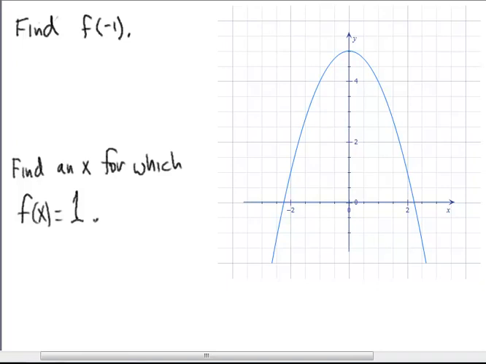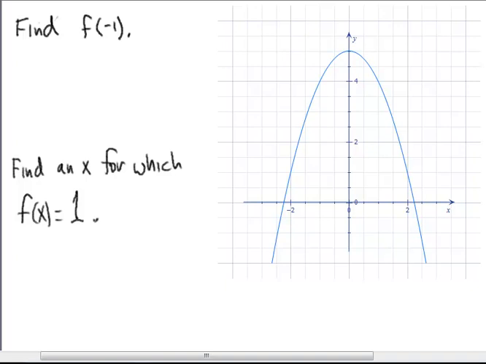We will use the function on the right here, which is a parabola, to find the value of f of -1, and also to find an x for which f of x, the output, ends up being 1.